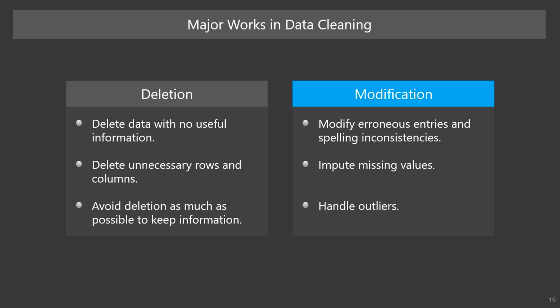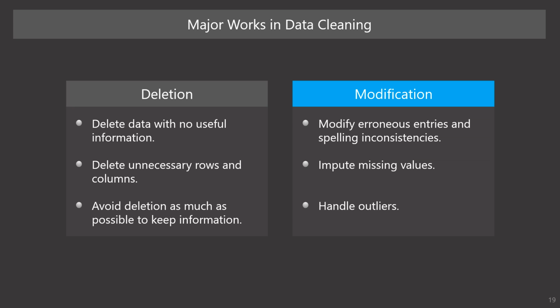A dataset sometimes contains a lot of erroneous entries, spelling inconsistencies, and missing data. Missing data refers to data with no available value. These errors and missing data sometimes obstruct data aggregation and data modeling. However, we should avoid deleting data as much as possible because, as a basic principle in data management, we should keep information as much as possible. So, instead of deleting data, we should devise ways to modify the errors and impute missing data with appropriate values.